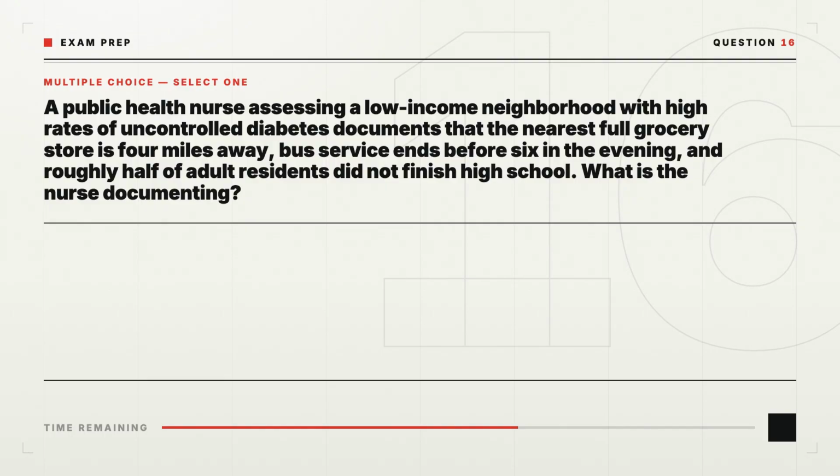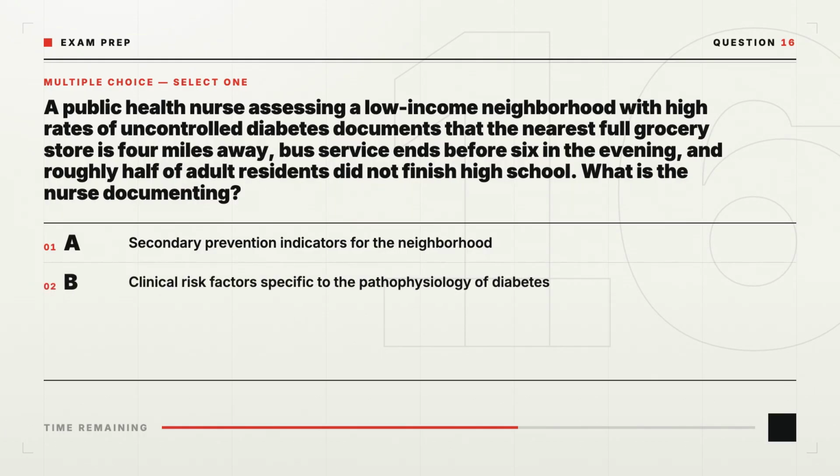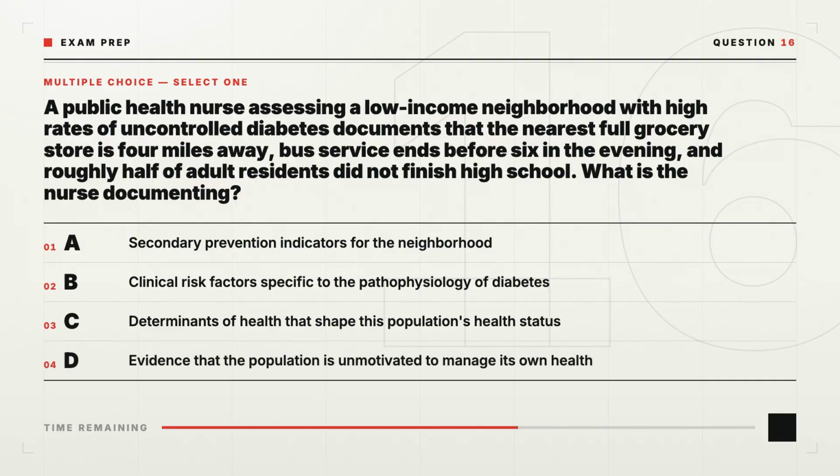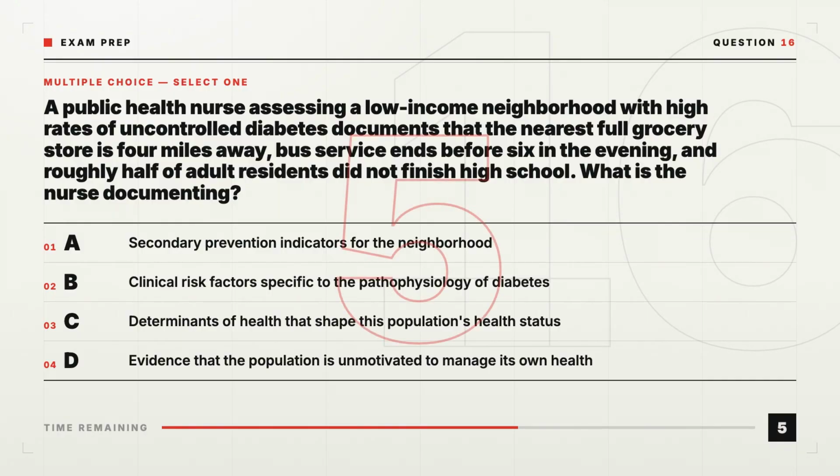Your options are A. Secondary prevention indicators for the neighborhood. B. Clinical risk factors specific to the pathophysiology of diabetes. C. Determinants of health that shape this population's health status. D. Evidence that the population is unmotivated to manage its own health. Got a guess? Lock it in.